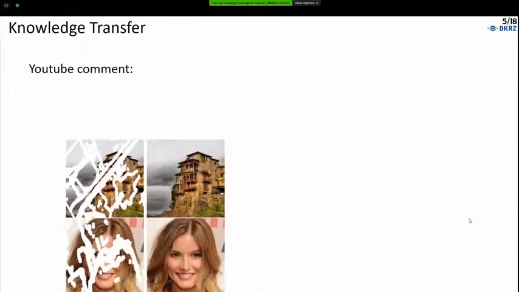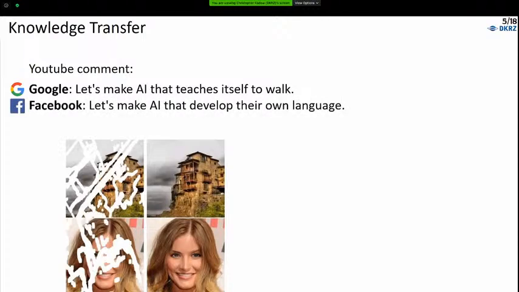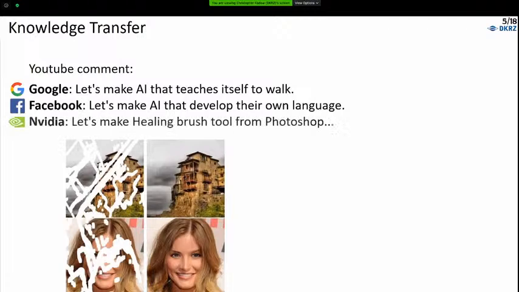And when you go to the YouTube section of that video, you find some comments under it. And I found one really striking. It was saying, Google thinks, let's make AI that teaches itself to walk. Facebook says, let's make AI that develops its own language. And NVIDIA says, let's make the healing brush tool from Photoshop. And a lot of people were making fun under the video, that you get rid of some watermarks with that. And I mean, it's quite a good joke. However, there's a lot of potential.